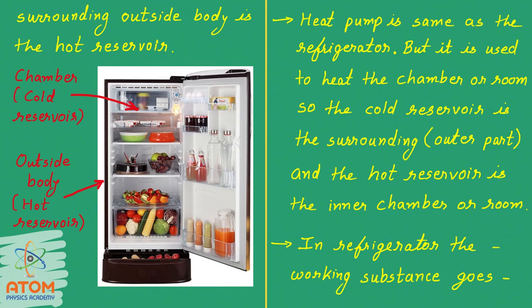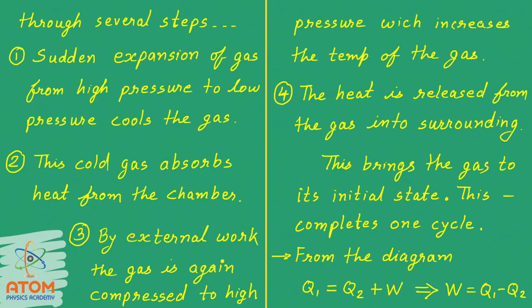Now let us understand heat pump. Heat pump is same as the refrigerator, but it is used to heat the chamber or the room. So the cold reservoir is the surrounding, that means the outer part, and the hot reservoir is the inner chamber or the room itself. So in heat pump, the hot reservoir is the room or the chamber which has to be heated up, and the cold reservoir is the outer surrounding which is at a low temperature.